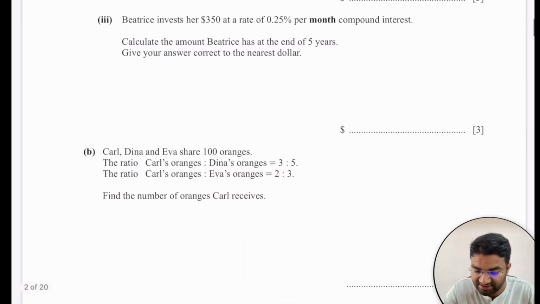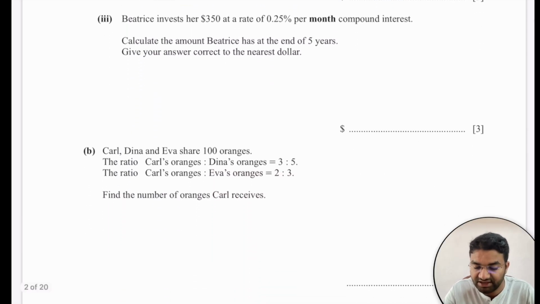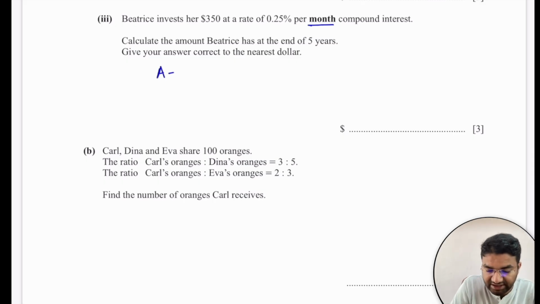Fine. Then next, Batteries invests 350 at a rate of 0.25% per month, compound interest. Calculate the amount Batteries has at the end of 5 years. Give the answer correct to the nearest dollar. Here the amount at the end of 5 years, in compound interest, is P times 1 plus R by 100 raised to N.